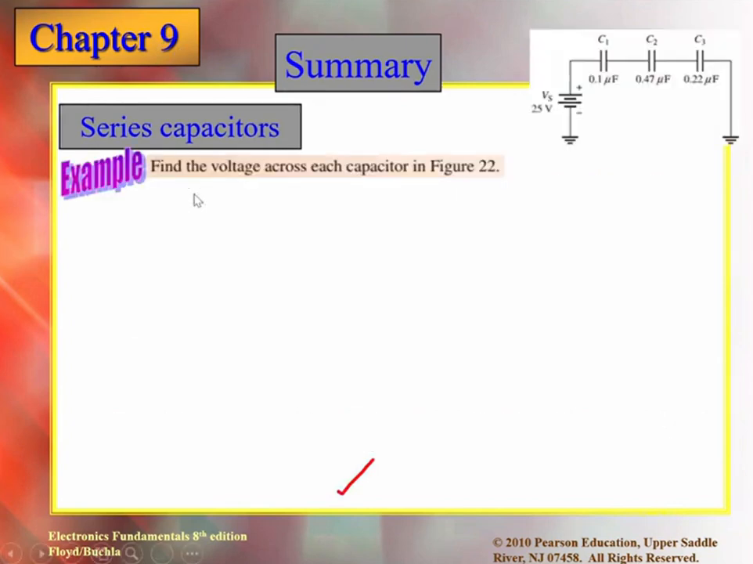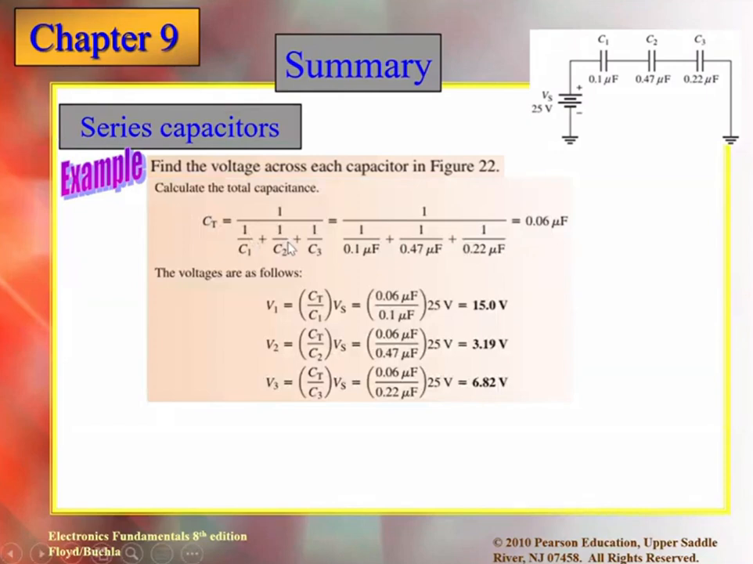Now see, capacitors are connected here in series. This is a series circuit with voltage 25 V, and we are asked to find the voltage across each capacitor. In order to apply that formula, we first need to find the total capacitance, which we calculate as 1 over the sum of the reciprocals. After getting the total capacitance, we put it in: Ct over C1 times Vs. Put the values in and get the voltage, then V2, V3.